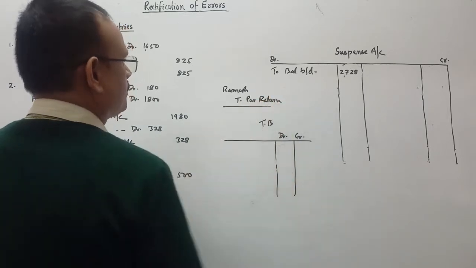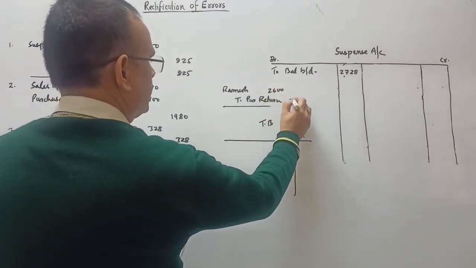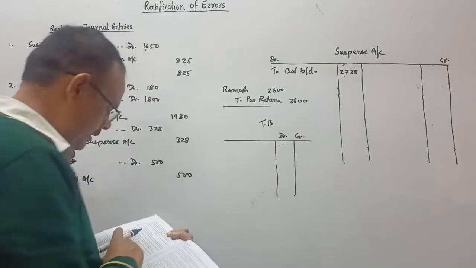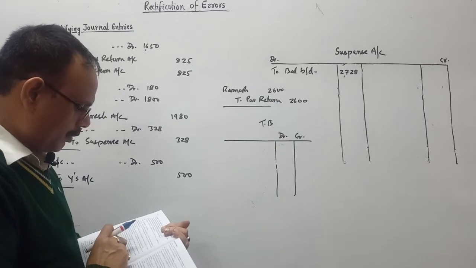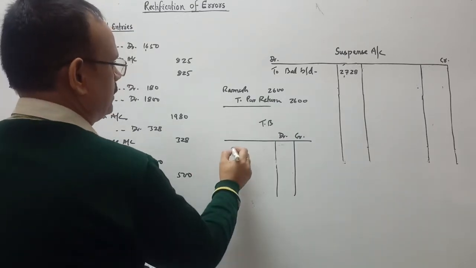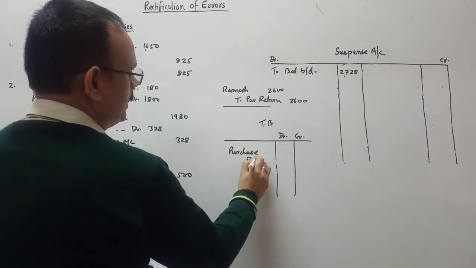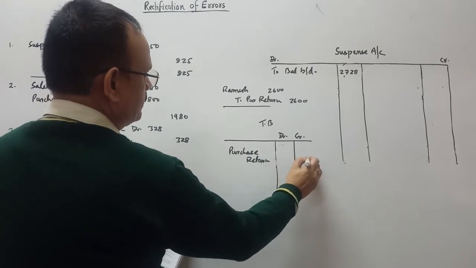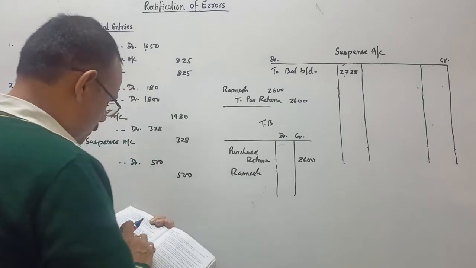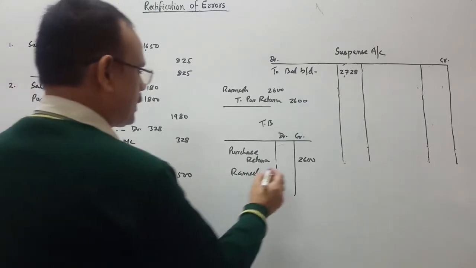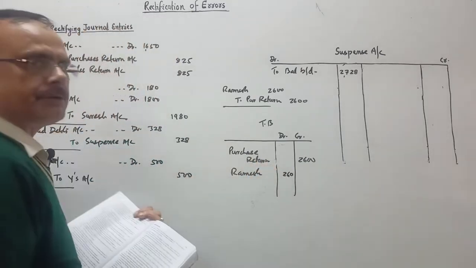You know the entry? Purchase, Ramesh account debit to purchase return 2600. 2600 was correctly recorded in the return outward book, but was wrongly posted to his account as 260. So in the purchase return account there is no mistake. On the credit side you have written the right amount, but in Ramesh account you have wrongly posted 260, 10 less. The 10 is missing from here.